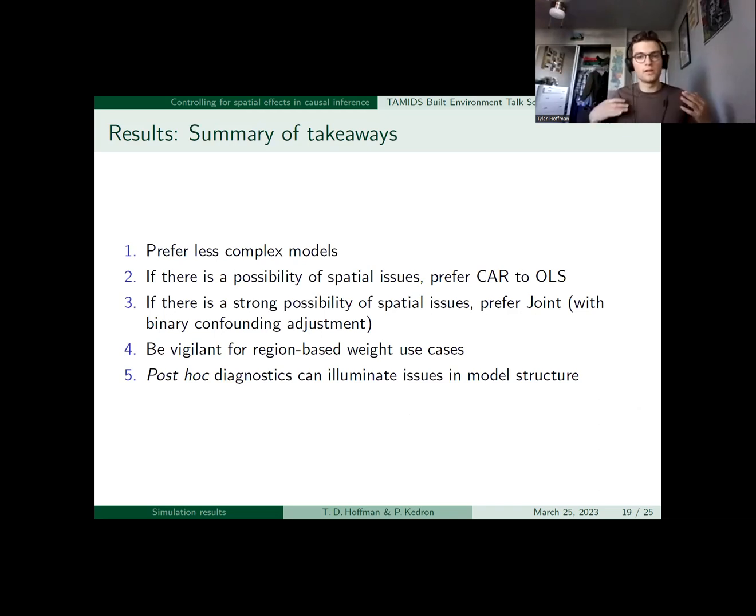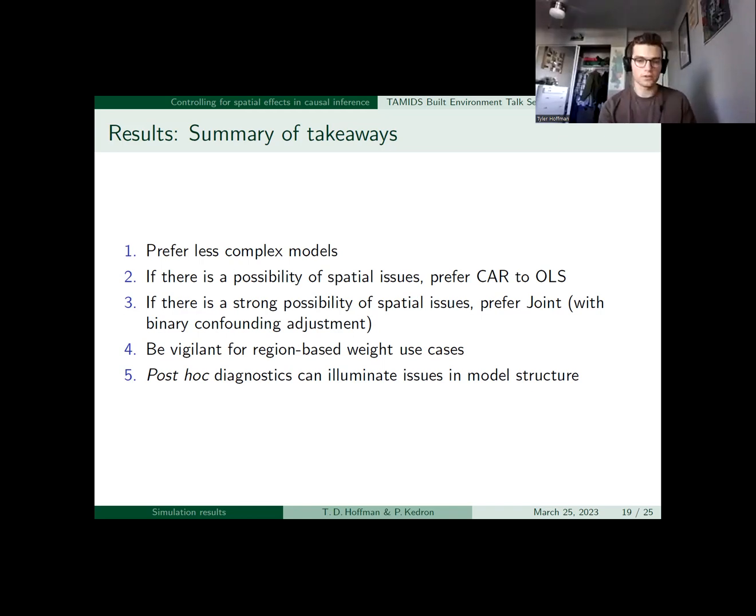So to reiterate, the 5 principles that we evaluated from the non-causal setting into the causal setting were, first, to prefer less complex models, but if there's a possibility of spatial issues, to prefer a CAR model. And if there is an even stronger possibility, if you're very sure that there is both interference and confounding, to prefer a joint model for the treatment and the outcome variables, ideally with the binary confounding adjustment, because those perform the best in general.